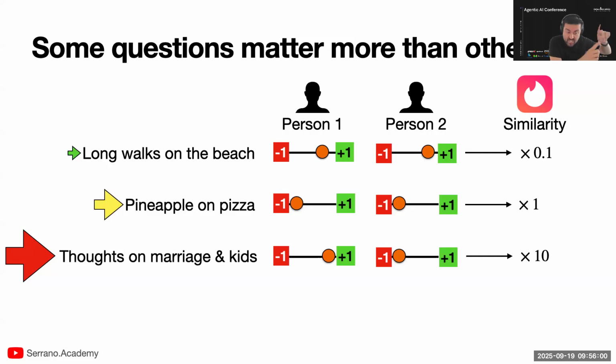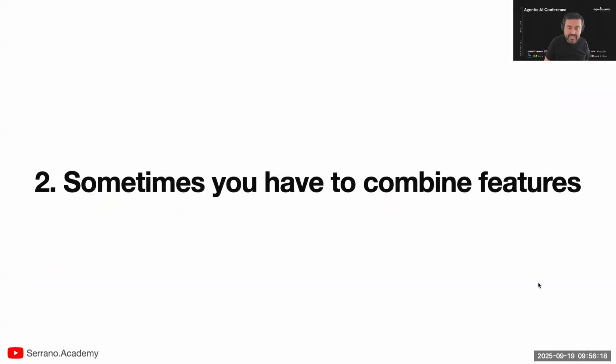So I don't have a questionnaire, I have a weighted questionnaire, and that's a linear transformation, and that's a diagonal matrix. If you like matrices, it's exactly a diagonal matrix. If you don't like math, don't worry about anything I said about matrices. So that's reason 1. Sometimes features speak louder than others. Reason 2 is that sometimes you have to combine features. Okay, how do you combine features? Well, let me give you another example.